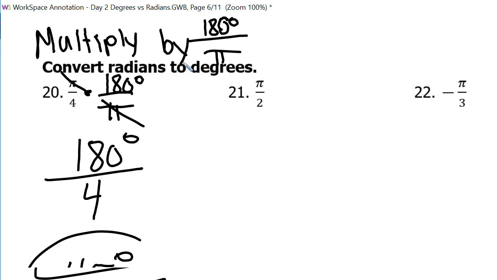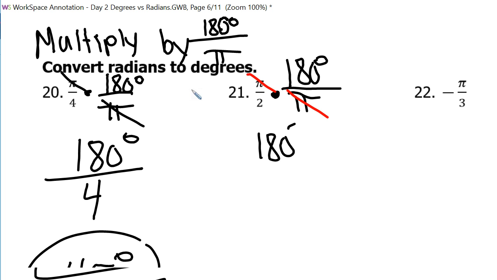21, to go from radians to degrees, the pi symbol needs to be in the denominator so that those will cancel. 180 degrees goes in the numerator. Pi on top, pi on bottom. And this ends up being 180 degrees divided by 2. And what's half of 180 degrees? 90 degrees.